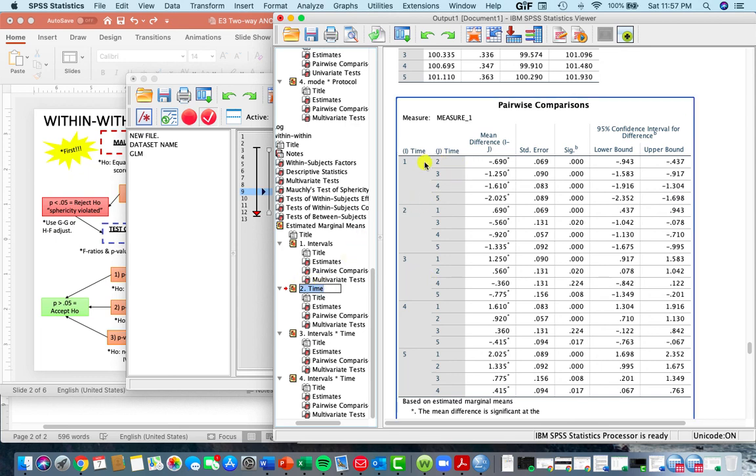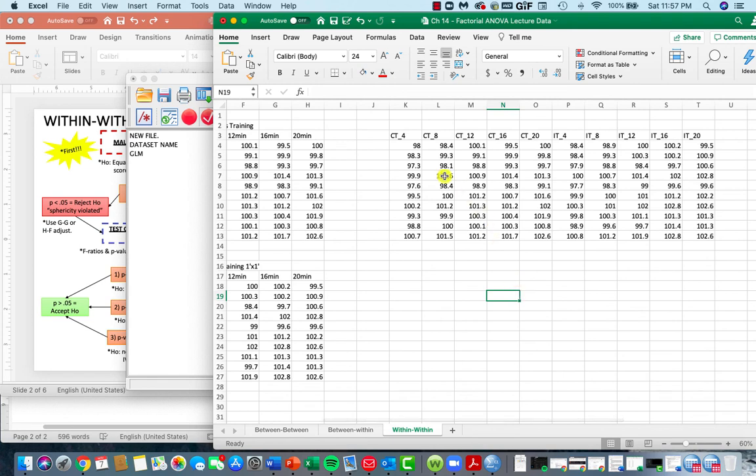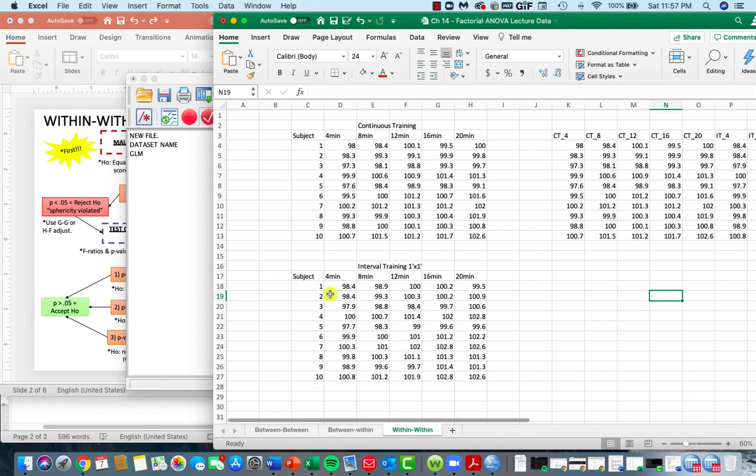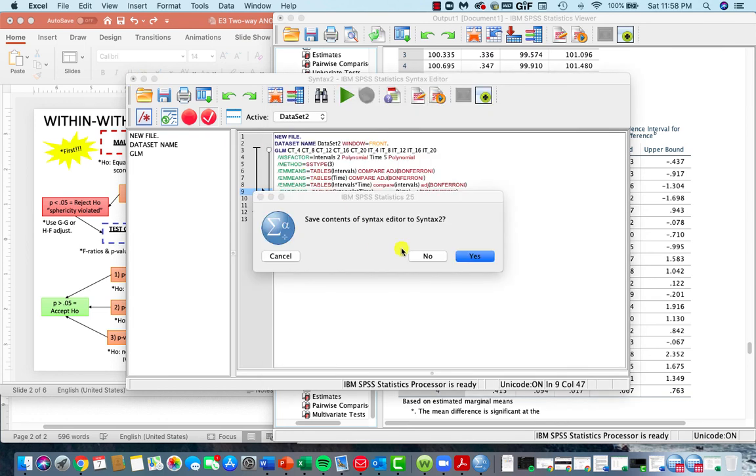But the thing to remember is that when you look at this, right, if we come back to our data, we're basically saying, let's look at the time point, so whether at 4, 8, 12, 16, or 20 minutes, irrespective of the type of training they did, if intervals were present versus intervals were not present, right?